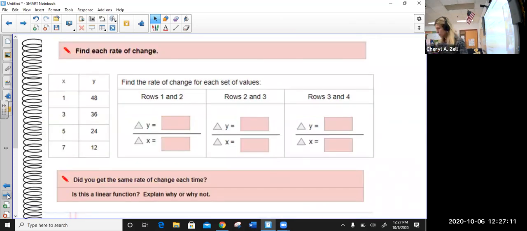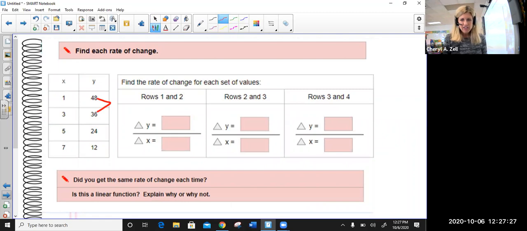Okay, here is another example. All right, find each rate of change. Now, this one is a little different. So find the rate of change for each set of values. Let's look at rows 1 and 2. I'm going from 48 to 36. Am I going up or down? Show me with your thumbs up for going up, thumbs down for going down. All right, I'm going down.